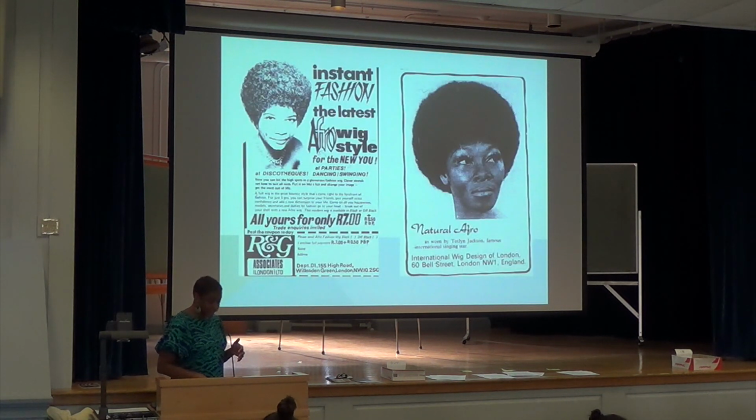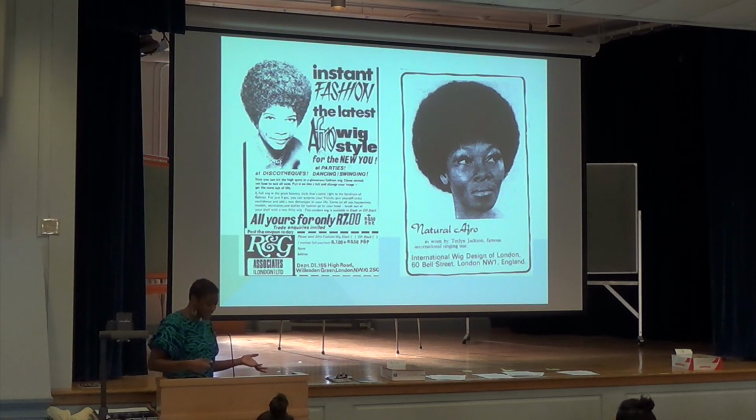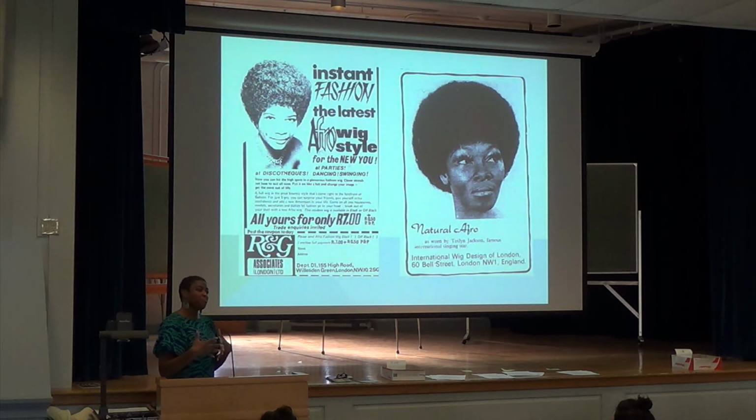But nevertheless, these wig ads were all over Drum magazine. And if you can see here, some of them are made in the United States, but most of the ones that are imported to South Africa are ones that are produced in the UK. So these in particular are produced in London. So instant fashion, the latest Afro wig style for the new you, at parties, at discotheques, dancing, swinging, right? So to be a modern woman meant that you were a part of this, what they called in the magazines at that time, the jet set crew, right?